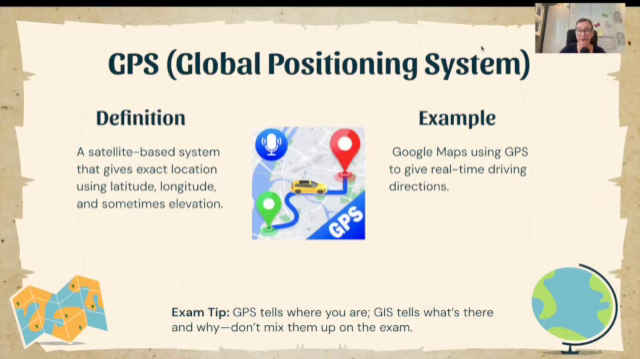GPS, the Global Positioning System. Definition is a satellite-based system that gives exact location using latitude, longitude, and sometimes elevation. For example, Google Maps uses GPS to give real-time driving directions. Exam tip: GPS tells you where you are, GIS tells you what's there and why. Don't mix them up on the exam.